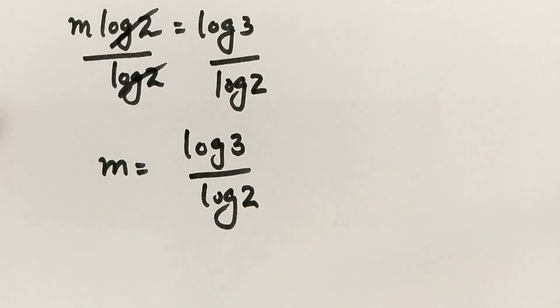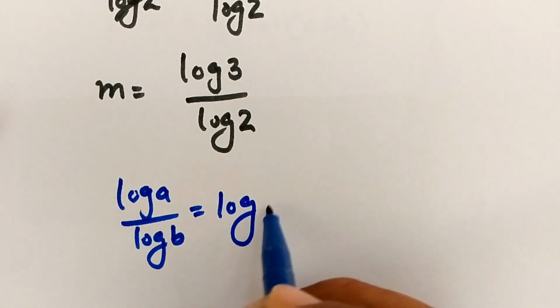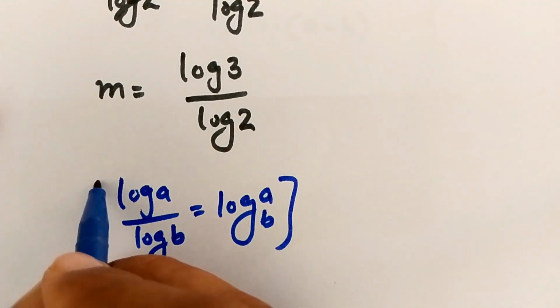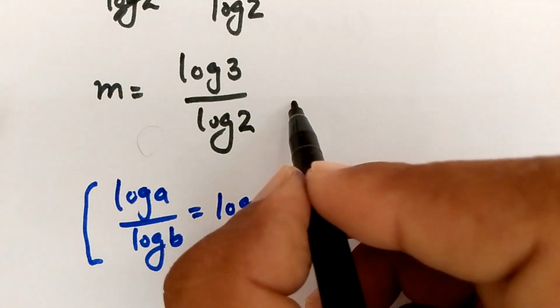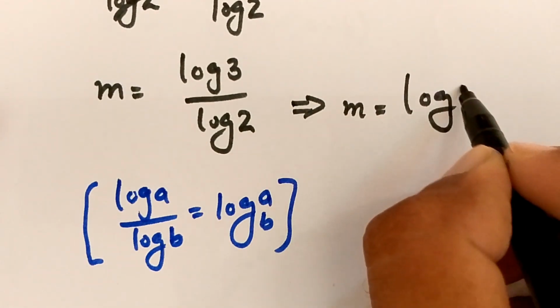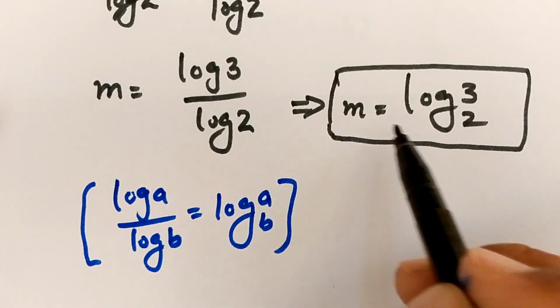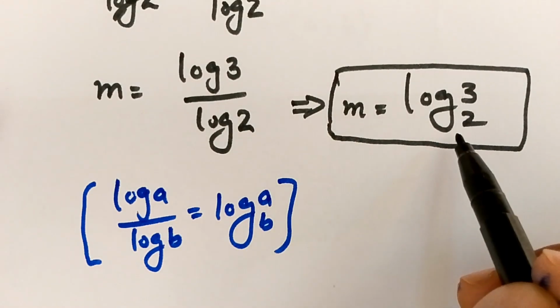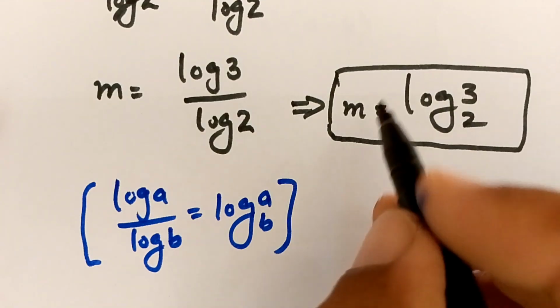Now we know that log of a divided by log of b is equal to log of a with base b. So to apply this condition, this will become m is equal to log of 3 with base 2. So this is the final answer and the value of m. The value of m is log of 3 with base 2. So this is the value of m and the answer from case number first.